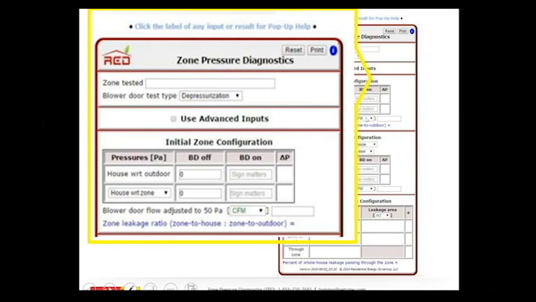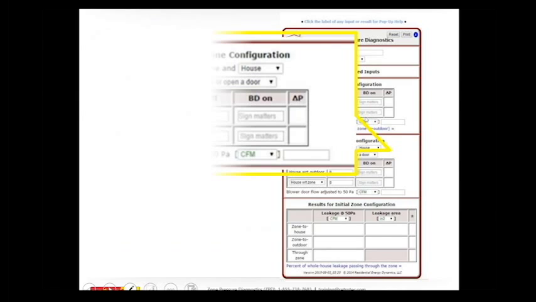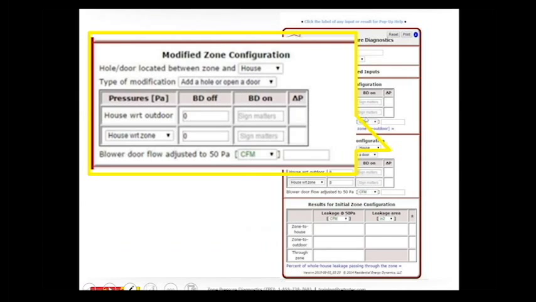All right, so I'm going to move to the middle of this tool. Here's where you get into the modified zone configuration. So now we've opened a door or some kind of opening to the inside or the outside, and we have a drop-down menu for that. Here we can talk about that sort of modification.